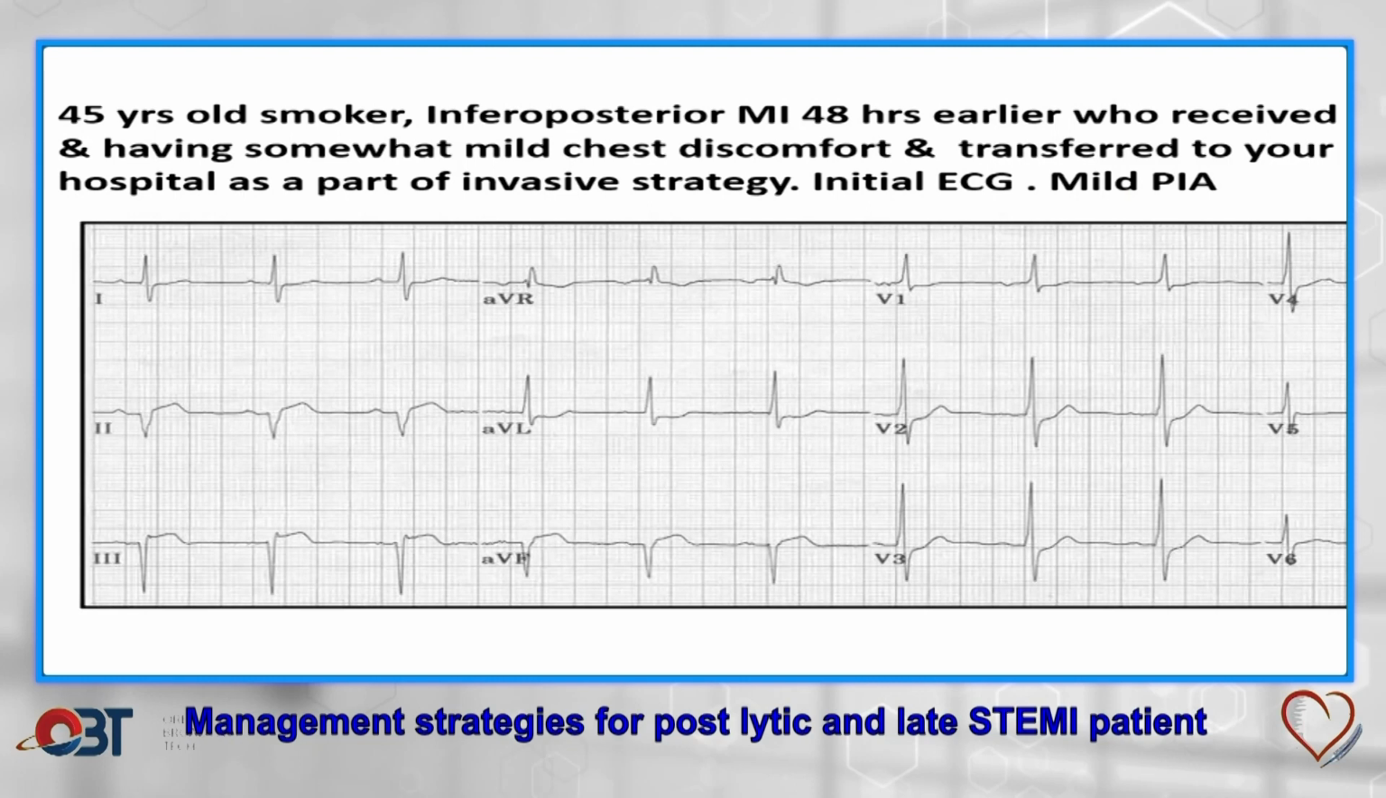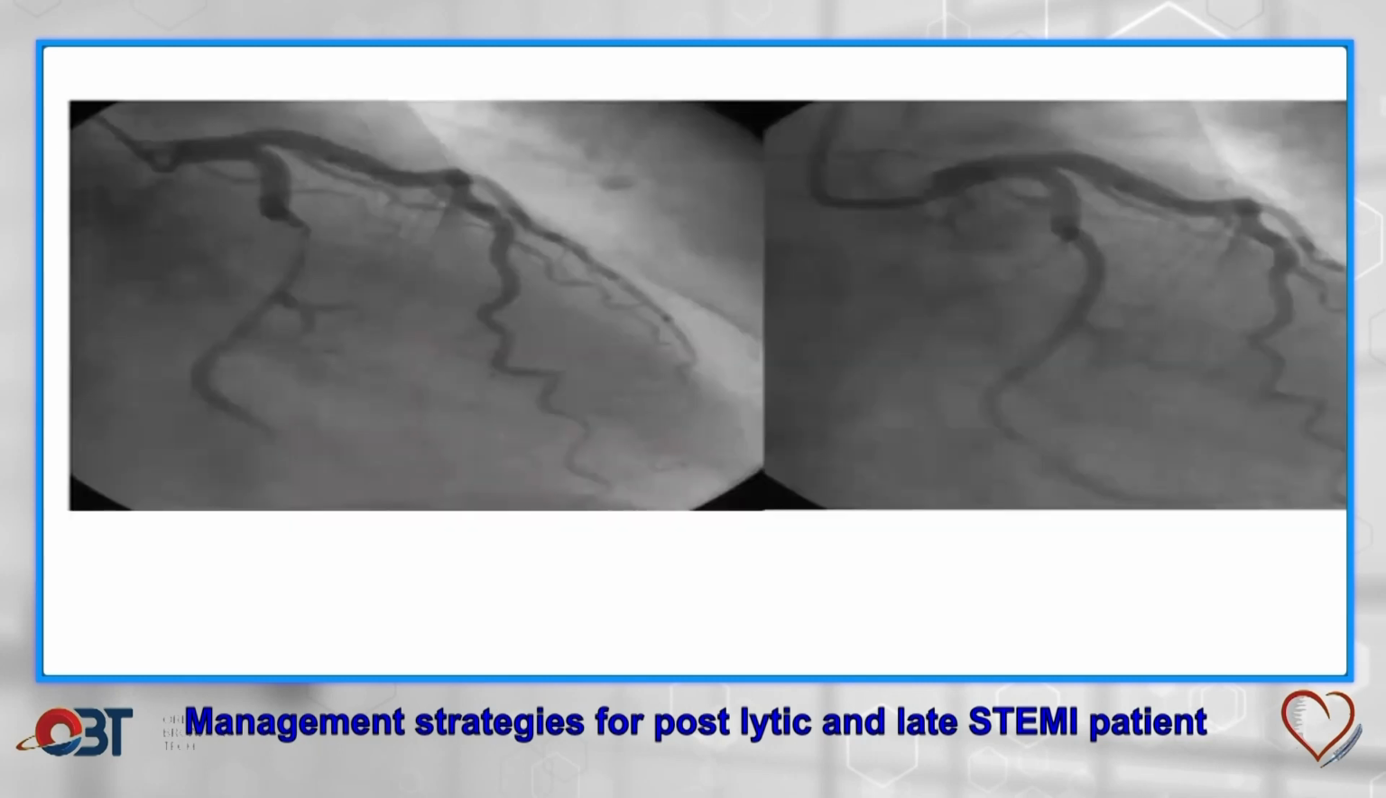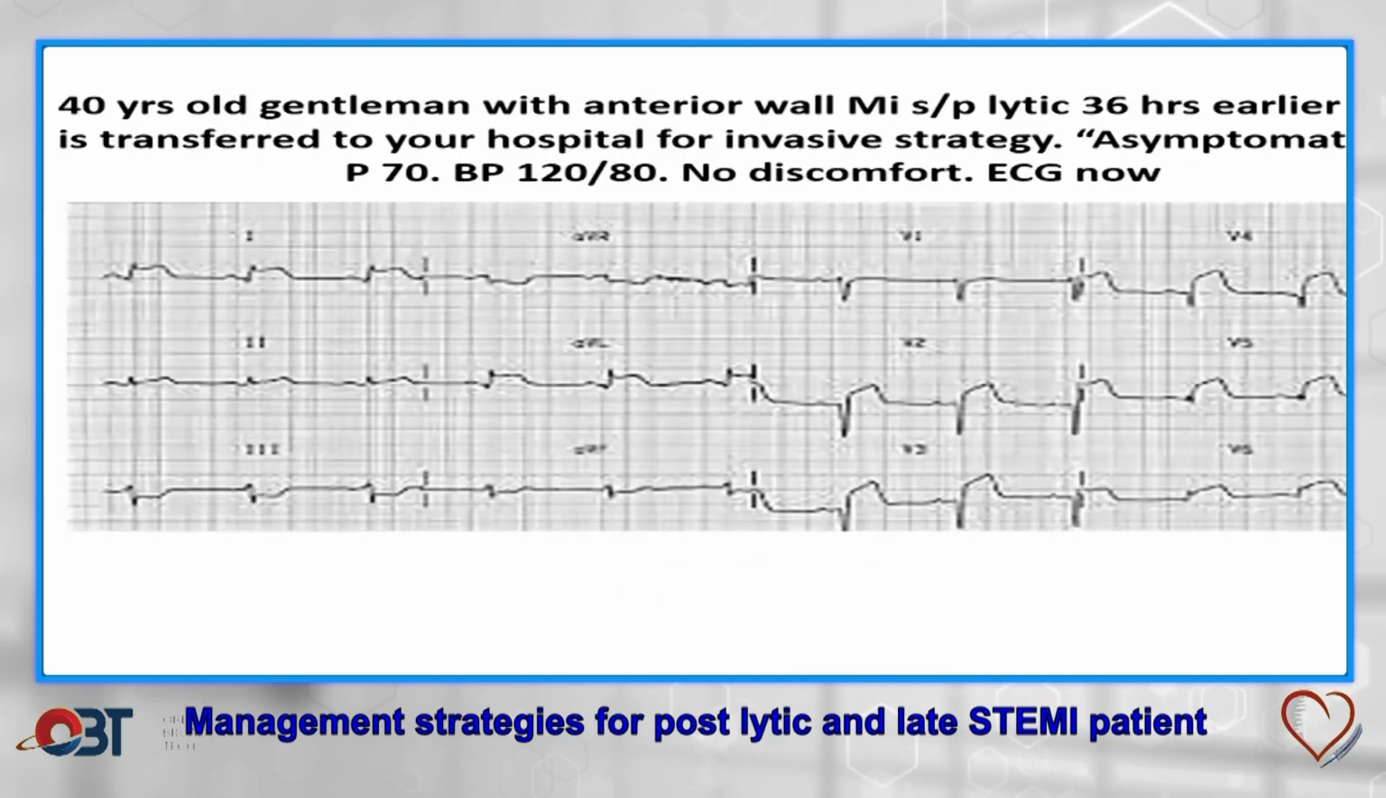How about this patient, 45 years old, smoker, inferoposterior wall myocardial infarction, received lytic, mild chest pain, transferred to another hospital, and this is the baseline ECG. Angiogram is done, circumflex is revascularized. This is a class 2B indication. Similar cases present on a daily basis when we are in our clinics.